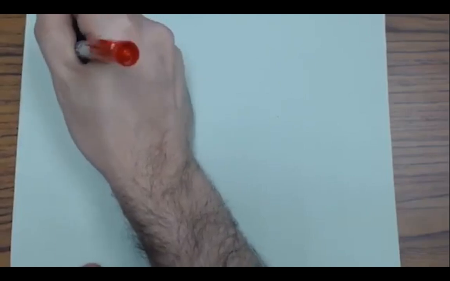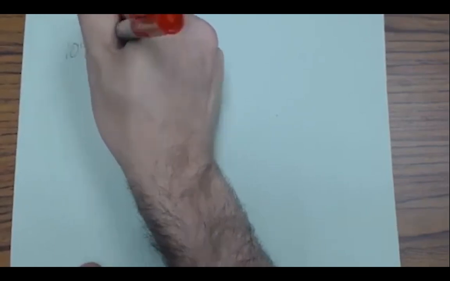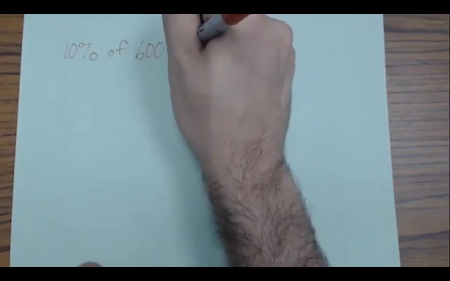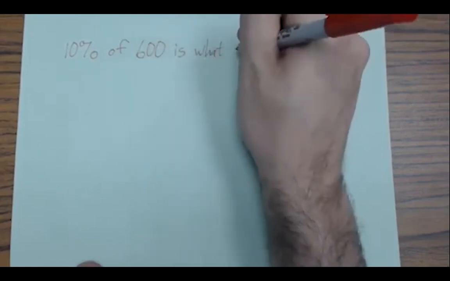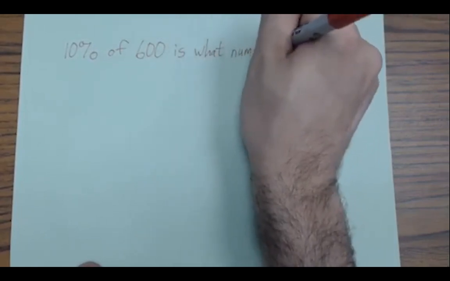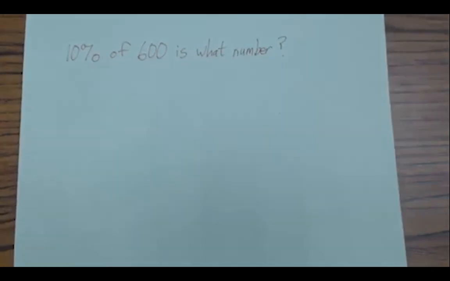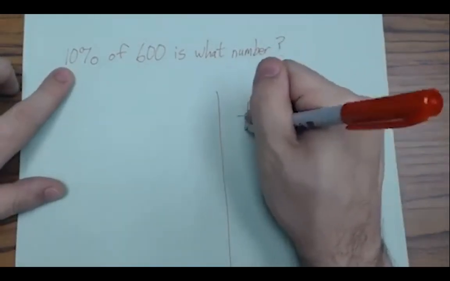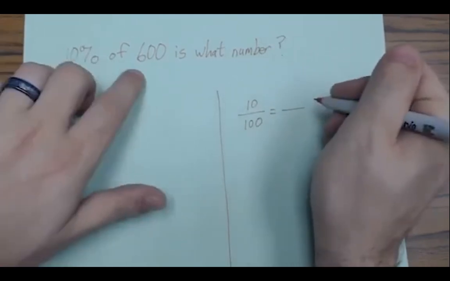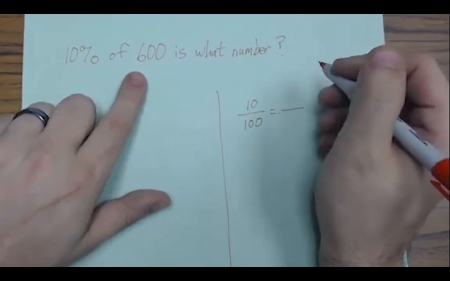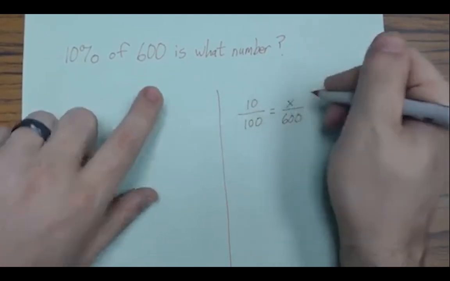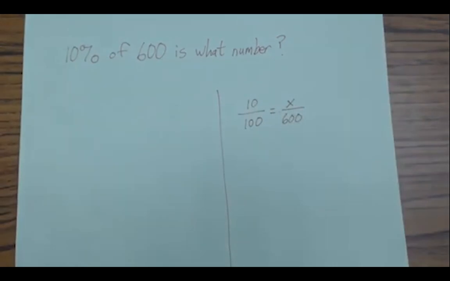We have the statement, the question. 10% of 600 is what number? We have two ways of doing this, either via proportion. 10% is 10 over 100. Of 600, the number that comes after "of" is always on the bottom, is what number? So we're solving for an unknown, x or n, whatever you want to call it.